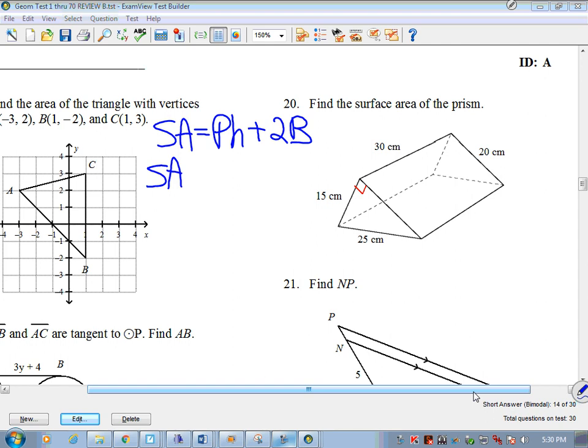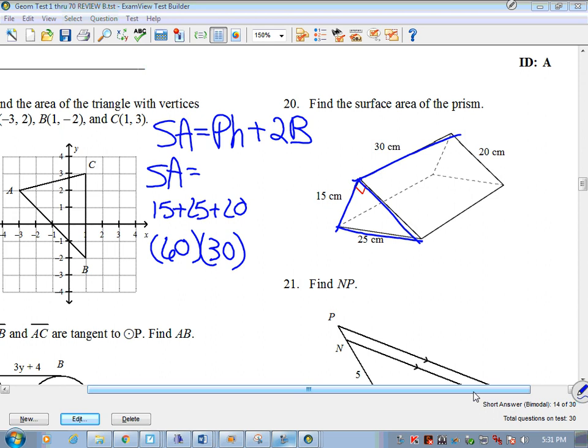So let's do that. Perimeter around the base. All right, we have 15. 15 plus 25 plus 20 is going to give me my perimeter. 15 and 25 is 40. 40 and 20 is 60. So we're taking 60 times our height, which is actually this 30. Perimeter times height, 60 times 30, I believe it is 1800. 1800 plus 2 times the area of the base polygon.